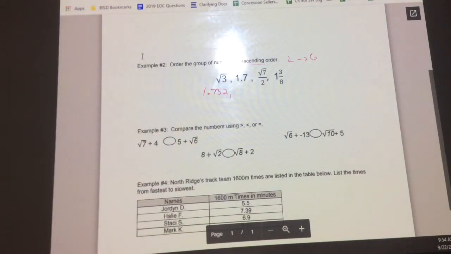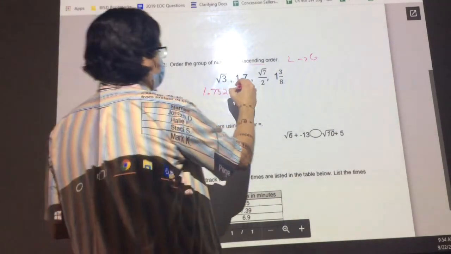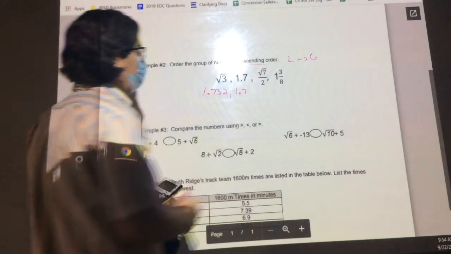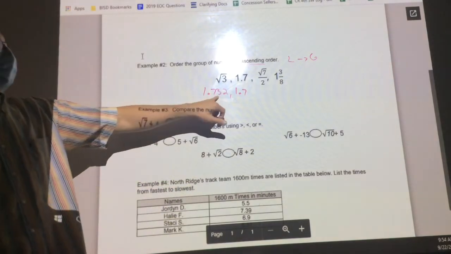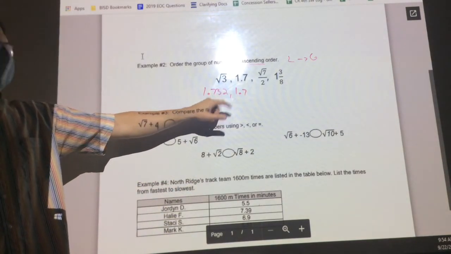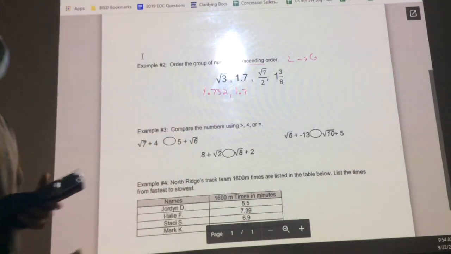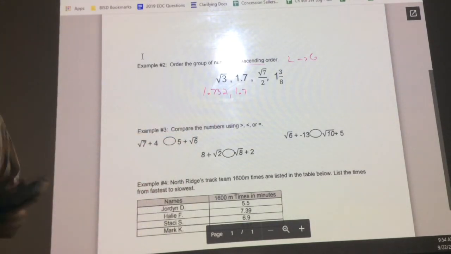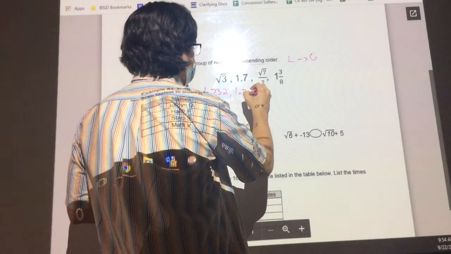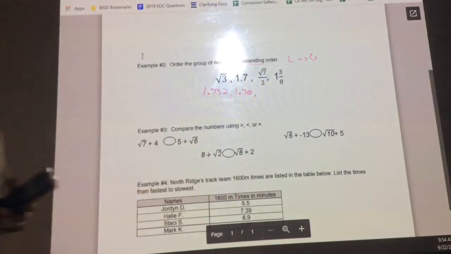Okay, the next one's 1.7. Do I need to do anything to that? Okay, I do want to have your attention on this one, though. How many decimal spots did I go past on this number? So I want to do the same thing over here. What can I do to fill in my decimal spots on that number? Ziana? Add 2 zeros.